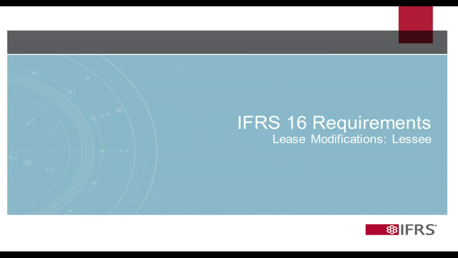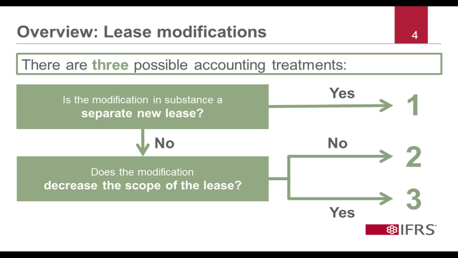So first, a summary of the requirements in IFRS 16 relating to lease modifications for lessees. As this slide shows, there are three different ways that a lessee might account for a modification. The accounting treatment depends firstly on whether the modification in substance represents a separate new lease. If it does, then the lessee accounts for that separate new lease as it would any other new lease.